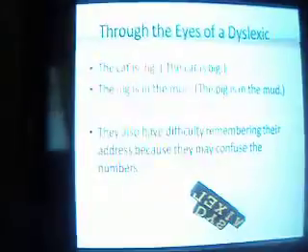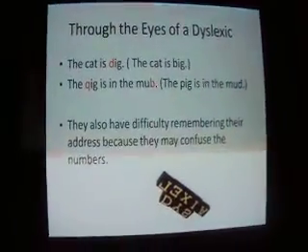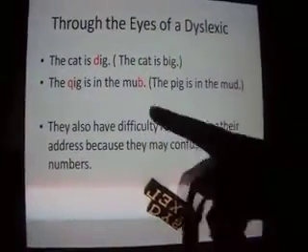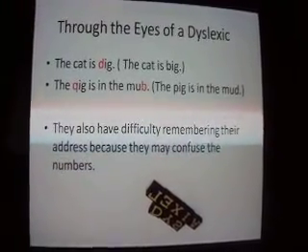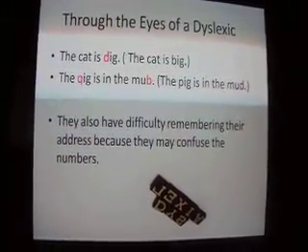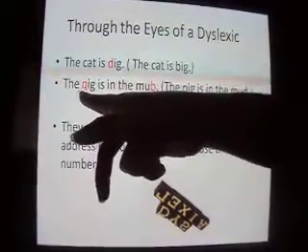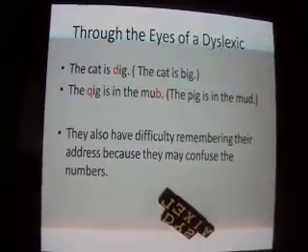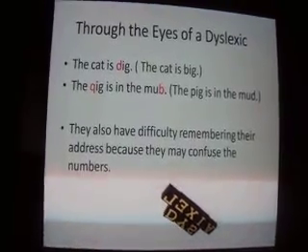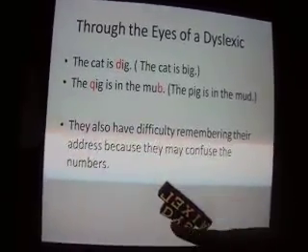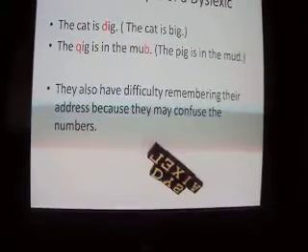These are examples through the eyes of a dyslexic child. The cat is big. They may read it differently. The ones in red are the ones that they make mistakes on. Instead of the pig is in mud, they read it like this, as a Q and a B. They also have difficulty remembering their addresses because they may confuse numbers. And this is just what a dyslexic child might see.